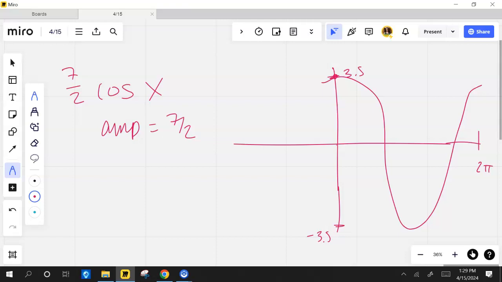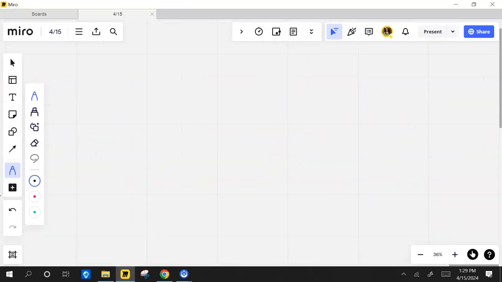So amplitude is just how high up it reaches. It reaches up to 3.5 instead of being the parent graph like this. How about the period on this one? It's still 2 pi. It hasn't changed, because the B in front would change the period. It's 5. Remember, it's absolute value.